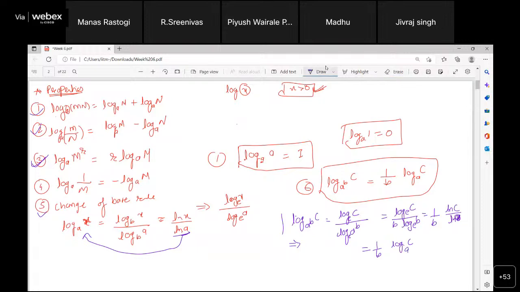Any doubt in this part? That's why in the beginning I am saying: first apply the change of base rule and then apply these basic 3 properties. You can solve any equation. Other properties will be derived from these basic properties only. But if you know this, then your calculation will become much simpler. So this is one of the properties. Any doubt in this part?